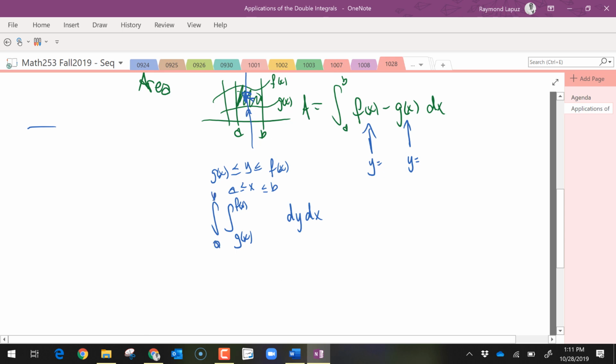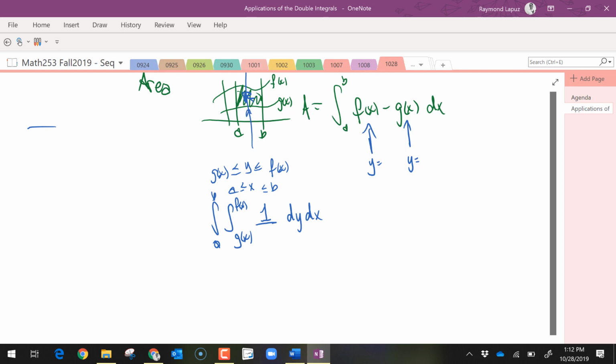And then we can set this up as a double integral. The question is, what goes inside here if it's a double integral? Well, it's that idea where if you pretend that the height is equal to 1, you're really just looking for that area, right?